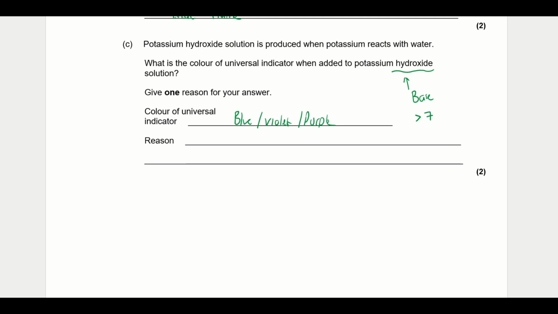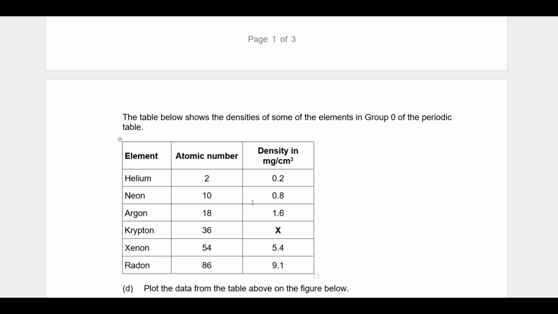And the reason why we get those is because the solution is alkaline. Okay, so some nice easy marks there for those 2. So just be aware, hydroxide means that it is going to have a pH of more than 7 because it is a base. Right, let's have a look at this one.